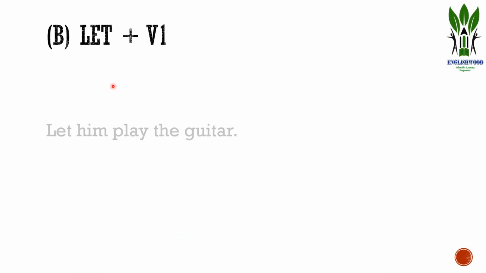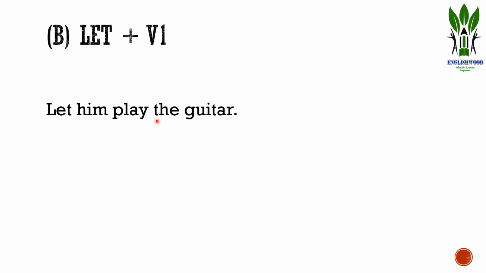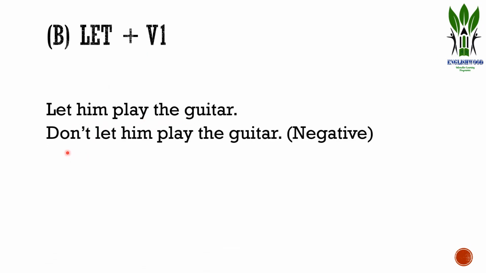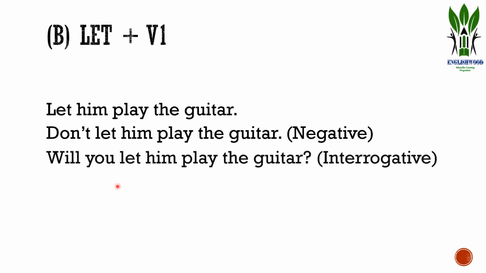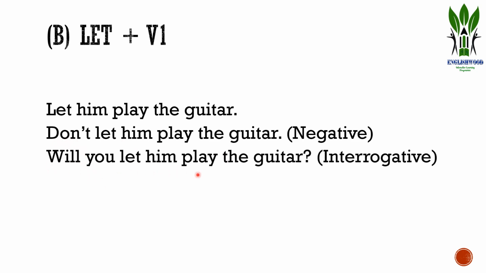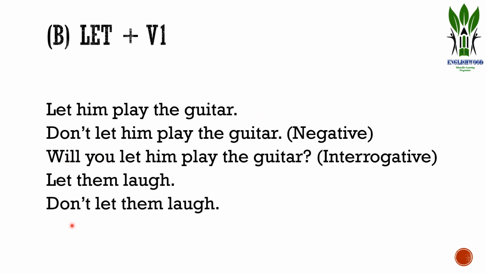So how to change the let verb? Let him play the guitar. Simply, don't let him play the guitar. Okay, same structure. Let him play, don't let him play. Then same thing, will you let him play the guitar? Same structure, okay? So let him play the guitar. Tag is will you, therefore will you is used here. Let them laugh. Don't let them laugh, okay? Will you let them laugh? Simple.